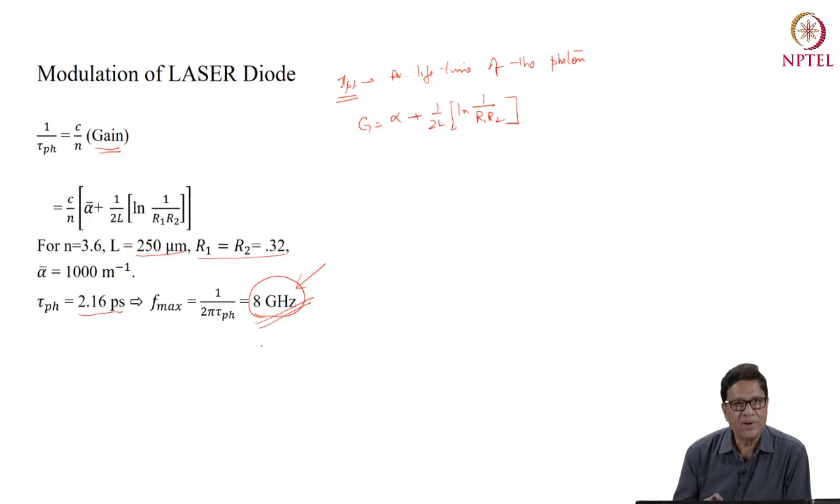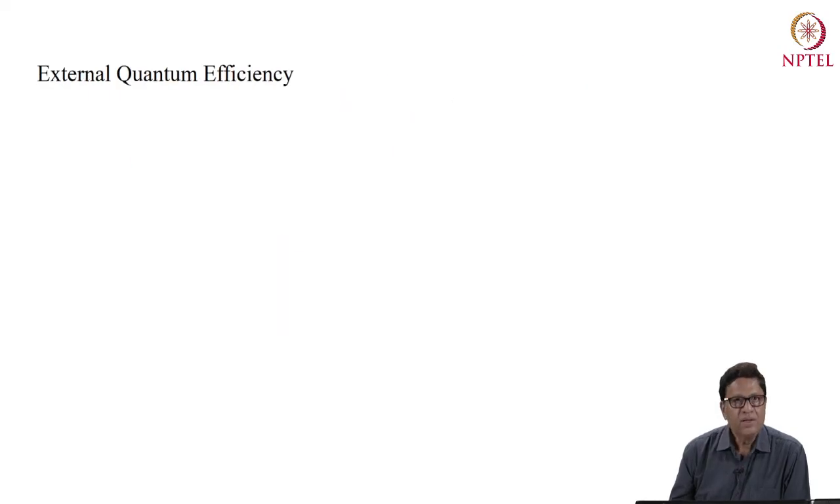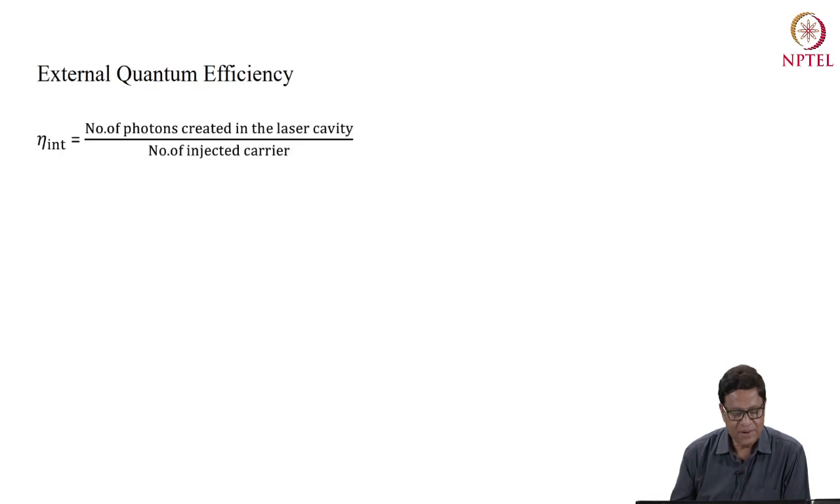This was not the case for LED. For LED, you were able to modulate only a few tens of megabits per second, whereas for laser, it is in terms of gigahertz. So now let us try to understand the external quantum efficiency of a laser diode.